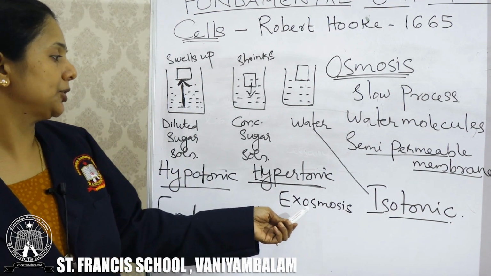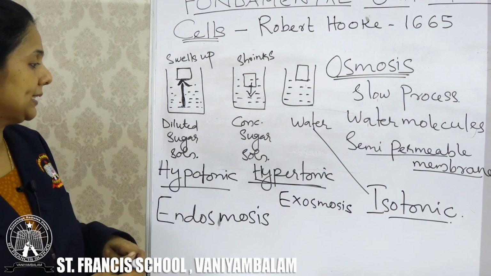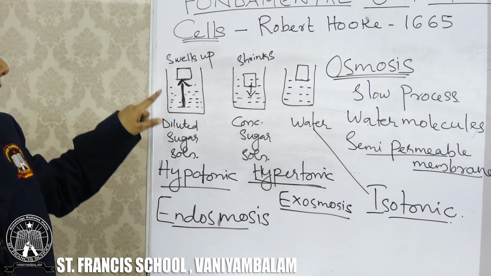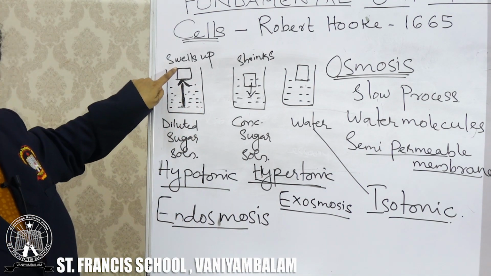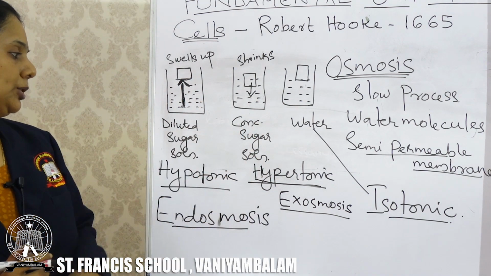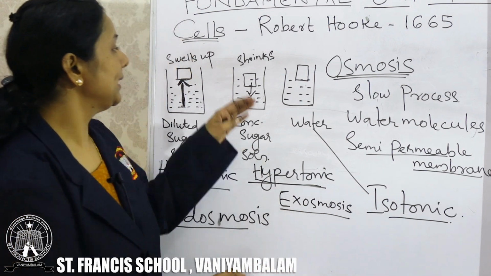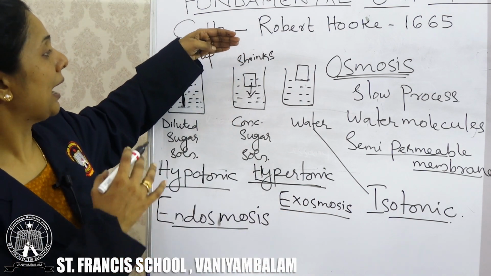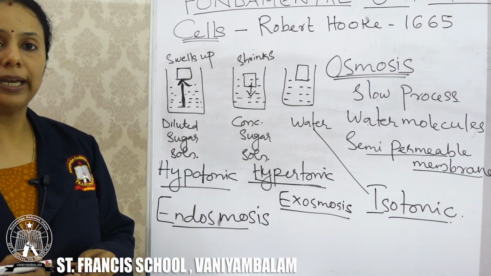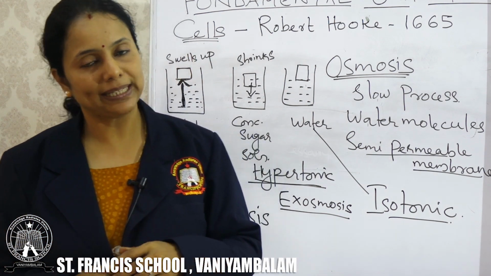And there are two types of osmosis, endosmosis and exosmosis. In endosmosis, water enters into the cell. The movement of water into the cell is called endosmosis, and in exosmosis, it is the movement of water out of the cell. That is called exosmosis. Now I hope this topic is clear for you.